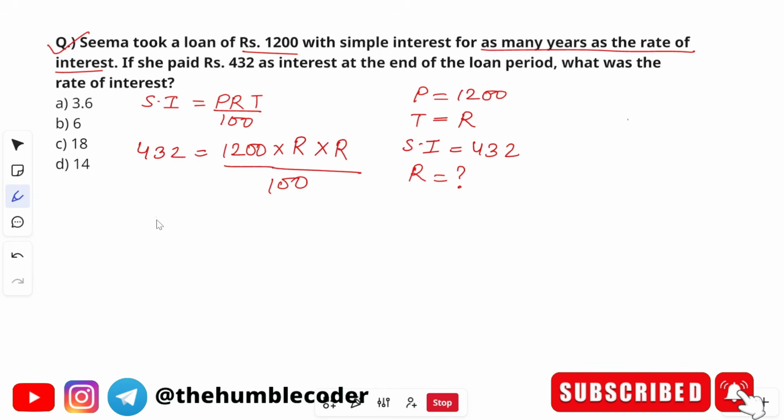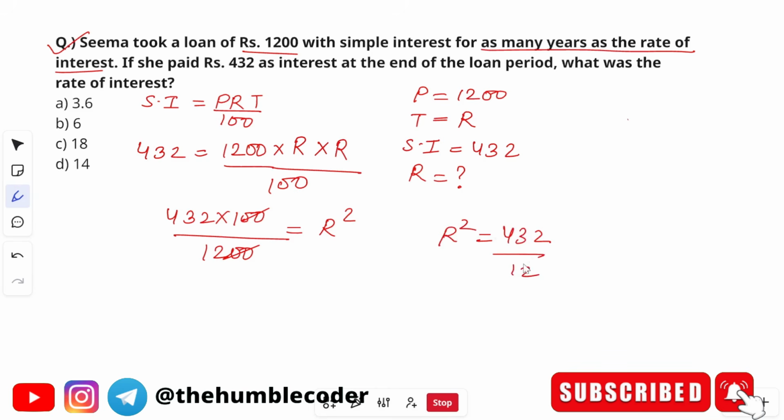Solving this, what I will get is this will be 432 multiplied by 100. This 100 will go over there, okay, divided by this 1200 will come in the denominator, okay, and then here this side it will be R square. Solving this will get cancelled. Then I will be left with R square is equals to 432 divided by 12. When I will cancel this, it will become like 36, okay. So R square is equals to 36, which means R will be what? 6. So the rate value that we will have is 6, which is option number B in this case.